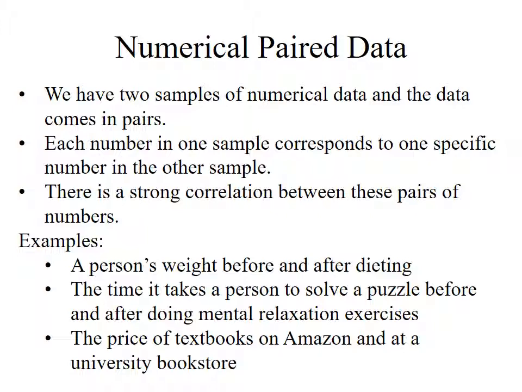So, for example, what would be examples of this? Suppose I want to study a particular diet and see how effective it is. So what I'll do is I randomly select my subjects, and then I measure all their weights before the diet, and then they do the diet for a couple months or something, and then I measure all their weights after the diet. So my two lists of numbers, the before and after weights, correspond so that that's this person's before weight and that's this person's after weight.